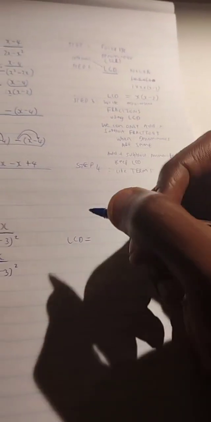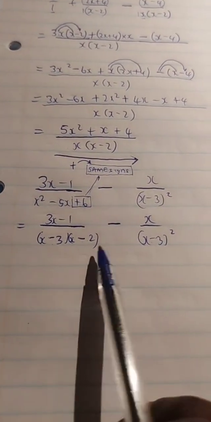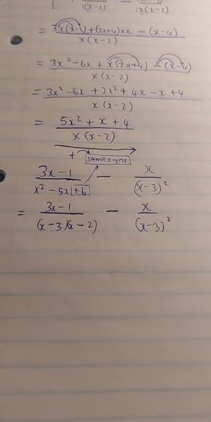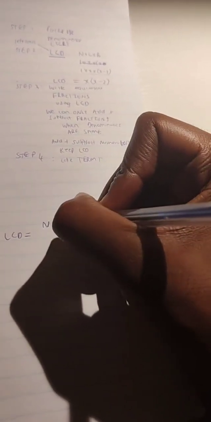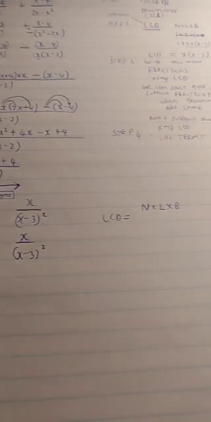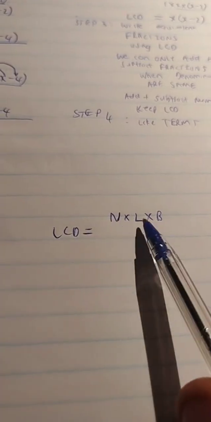Now, step number 2, the LCD. What is the LCD of x minus 3 into x minus 2 and x minus 3, the whole thing squared? Guys, remember I said LCD, we write it according to the number multiplied by the letter multiplied by the bracket. The number and the letter are always outside the bracket. So these two should feature outside the bracket.